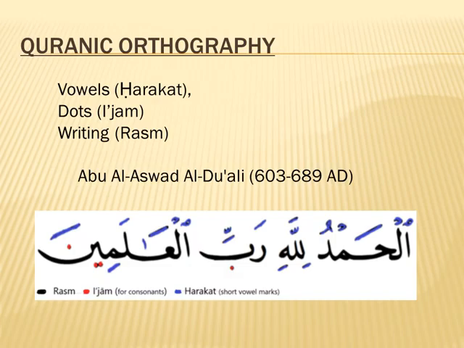Gradual steps were taken to improve the orthography of the Quran. First, the dots were added to distinguish similarly shaped consonants, followed by harakat to indicate different vowels. A figure by the name of Abu Aswad ad-Duwali was instrumental in this endeavour. Islamic tradition honours him as the father of Arabic grammar.